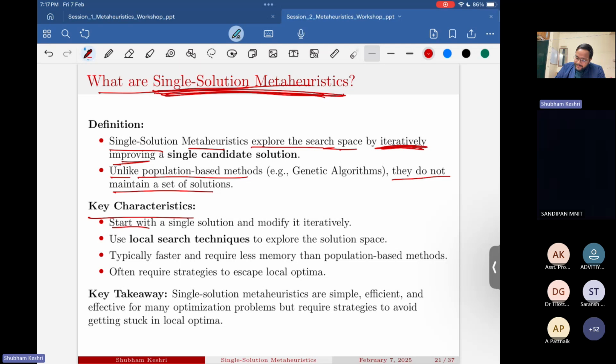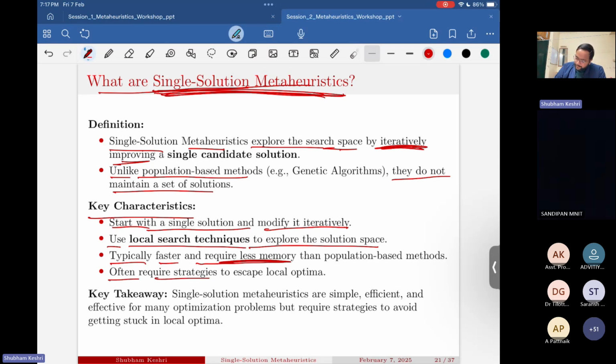Key characteristics: start with a single solution and modify it iteratively. Use local search techniques to explore the solution space. We will talk about it. Typically faster and require less memory. In a population based meta-heuristic, you have to maintain data for all the solutions in the population. But in single solution meta-heuristics, you are only considering one solution, so it requires less memory.